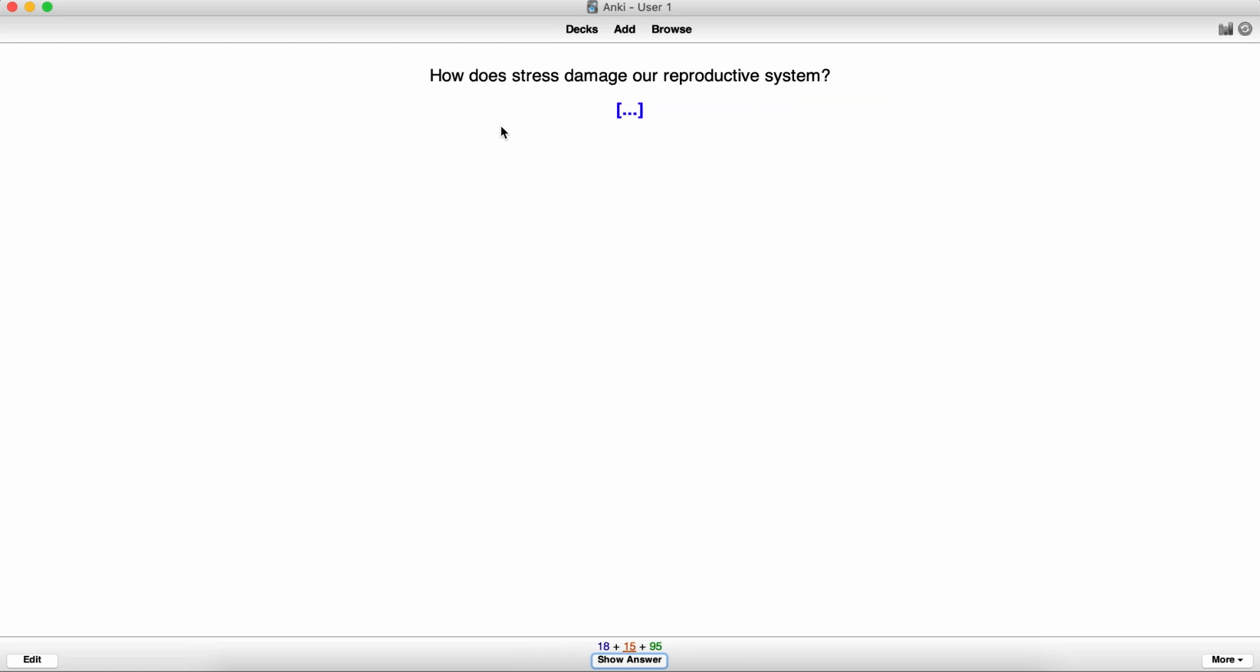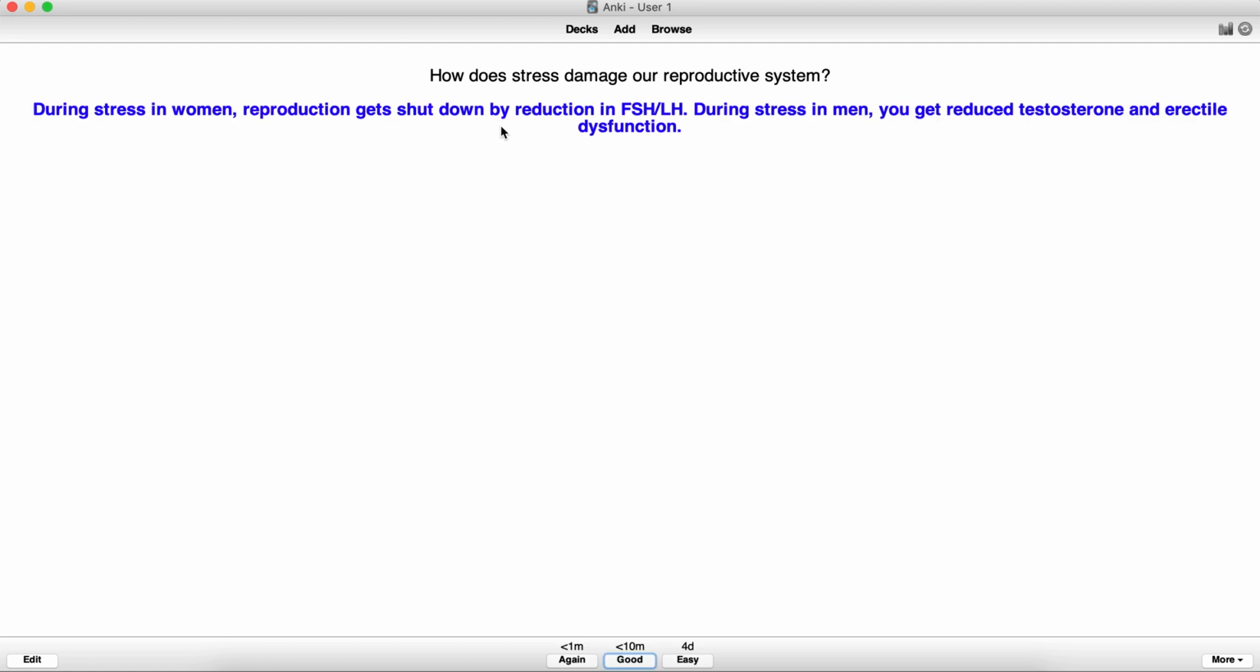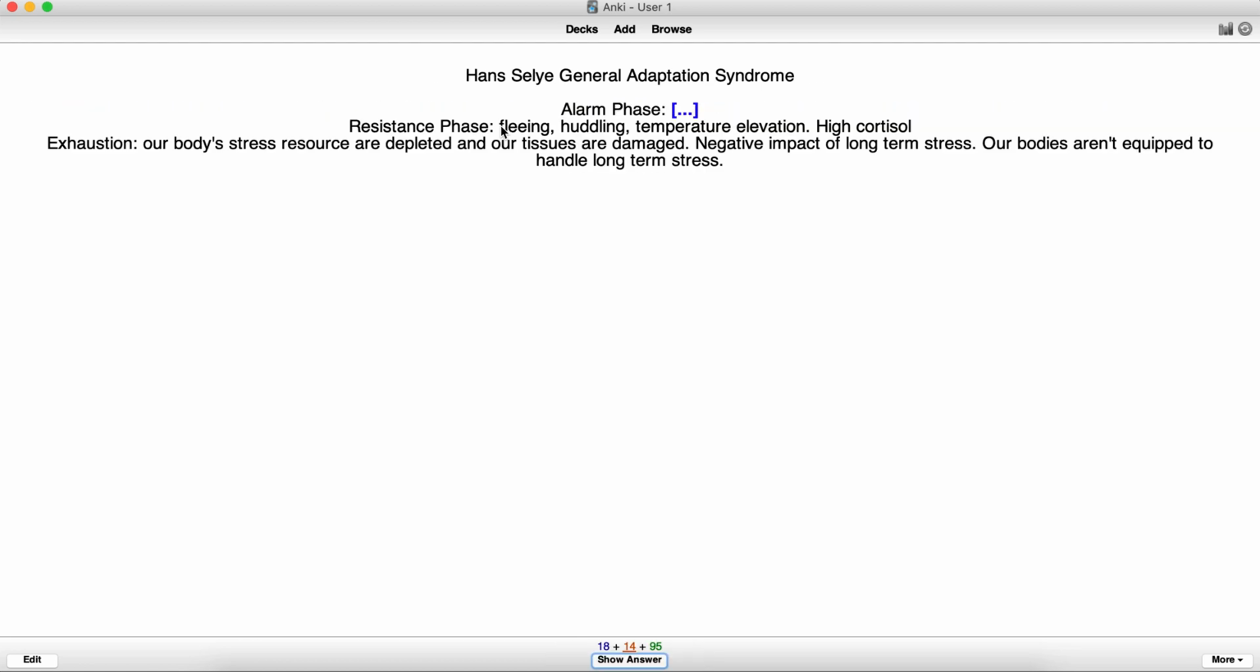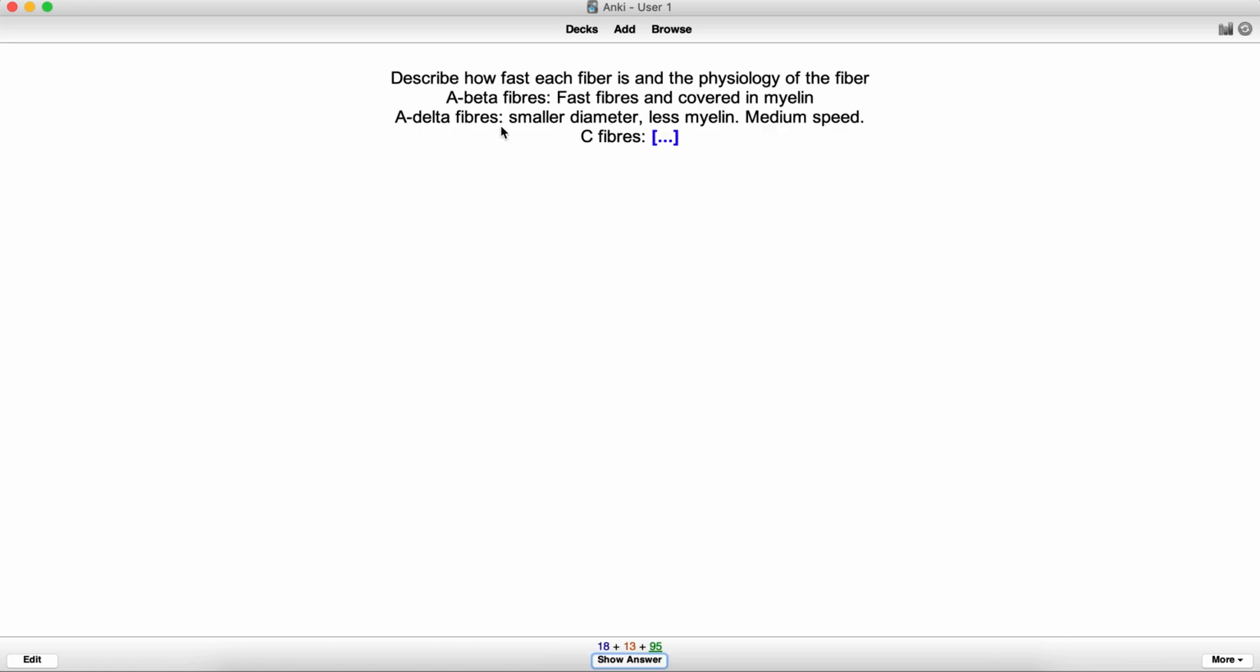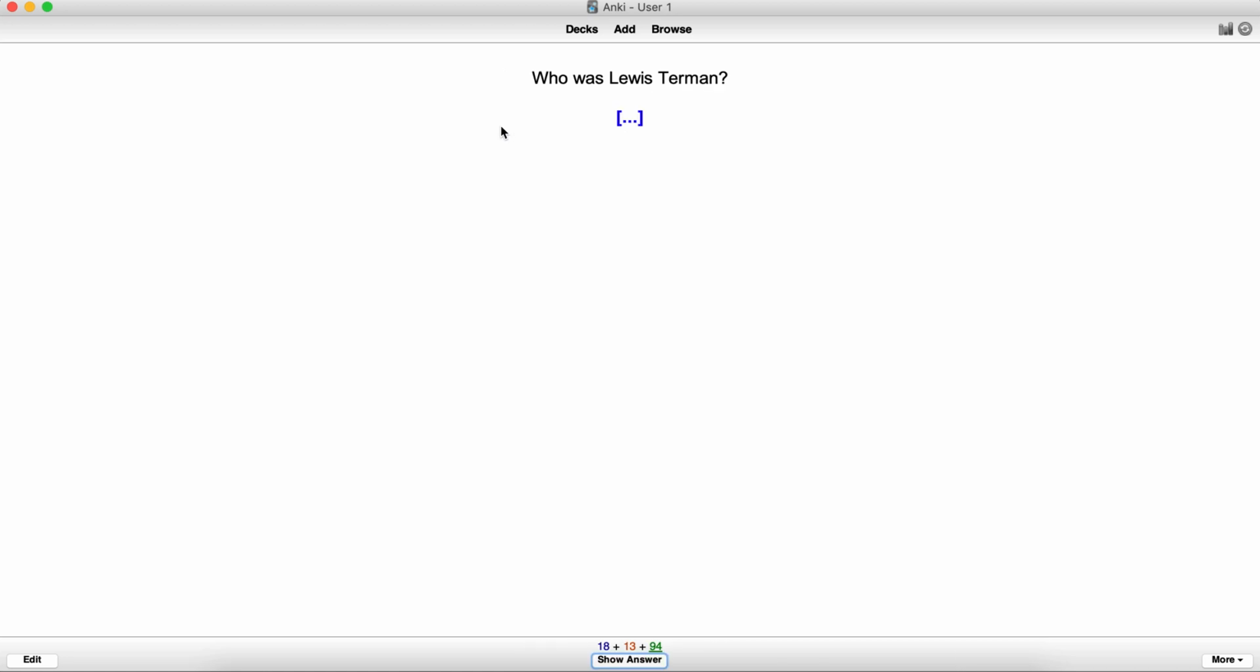How does stress damage our reproduction? So in women, you get decreased FSH and LH, which stops or reduces reproduction, and in men, you get erectile dysfunction and lower levels of testosterone. Alarm phase is when the stress reaction kicks in. C fibers are slow, unmyelinated, and small diameter.